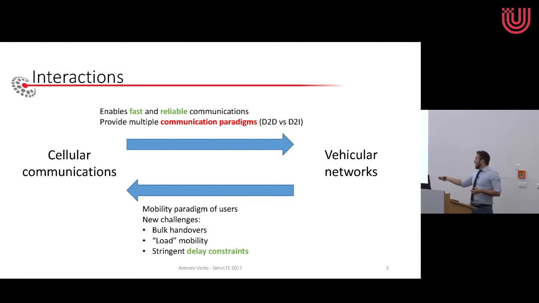And also we might have very stringent delay constraints, because you can imagine for coordinating vehicles you need very stringent delay constraints in order to avoid crashes. There are plenty of use cases in the H2020 projects from METIS, from Cellular, all considering the cooperation between those two worlds. So I think this is enough for motivating this kind of work.